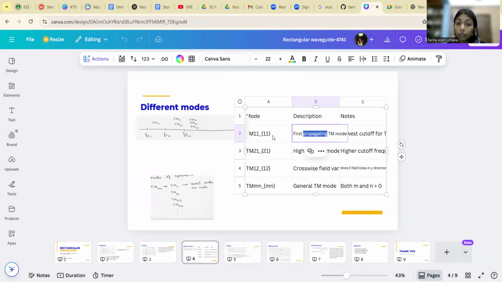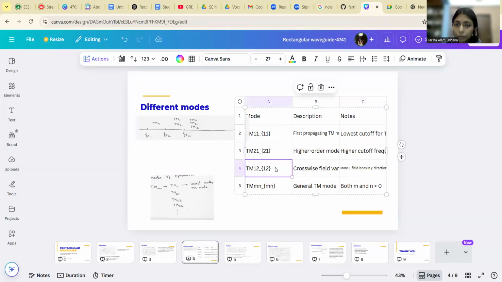So let's talk about the first one. Here I have mentioned that it is TM11. It is considered the first propagating TM mode, and it has the lowest cutoff frequency. And what is this cutoff frequency? We'll consider it later. Now let's talk about the second type of mode. It is considered a higher order mode, and it has higher cutoff frequency than the previous one.